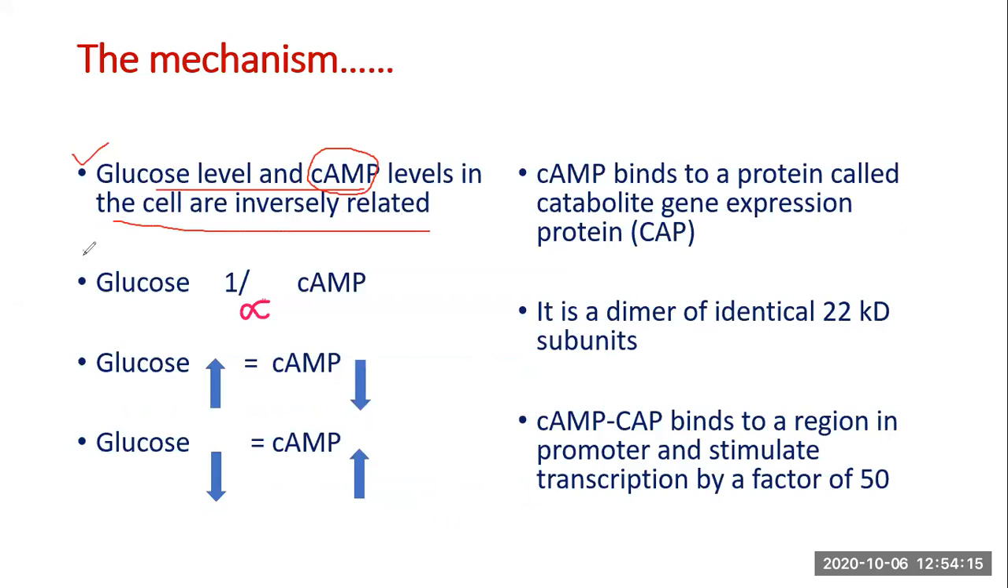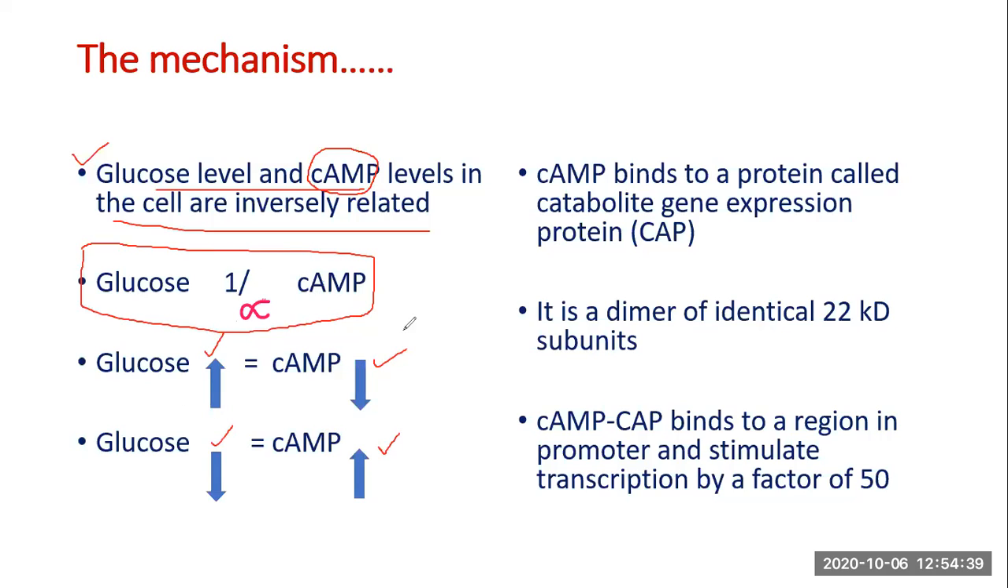I have tried to show it over here. Levels of cyclic AMP and glucose are inversely related. What is meant by this? When the glucose is high, cyclic AMP level is low, and vice versa. When the glucose is low, cyclic AMP level is high. This is what is meant by inverse relationship.